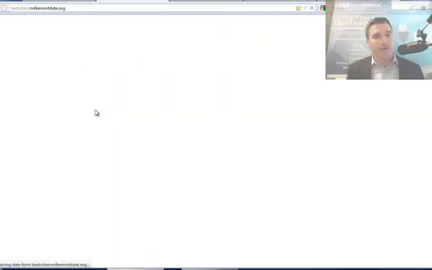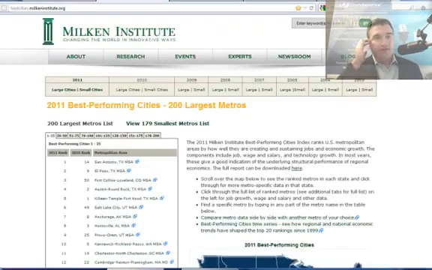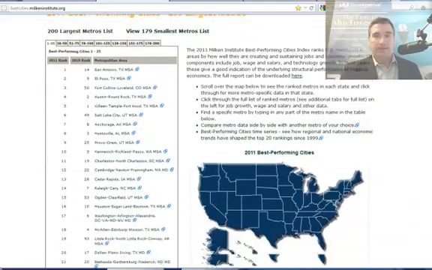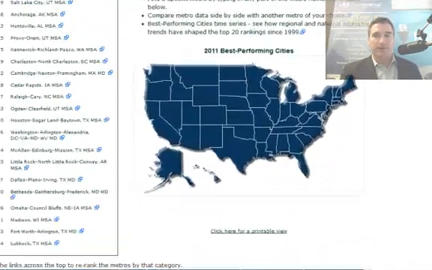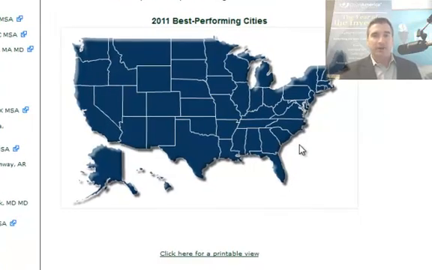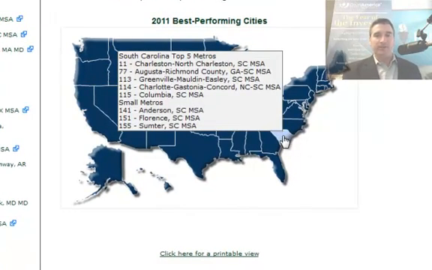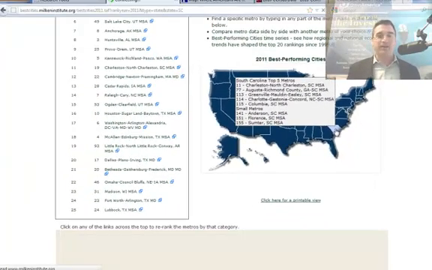So for that, we go to the Milken Institute. So here is the 2011 best performing cities, the 200 largest metro areas, and they also rank smaller metro areas. I'm going to go down to South Carolina, and it's going to bring up the list, and it shows me that Charleston is the 11th fastest growing job growth city in America. And if I click on it, I get more details. But I don't need more details than what I have right now.